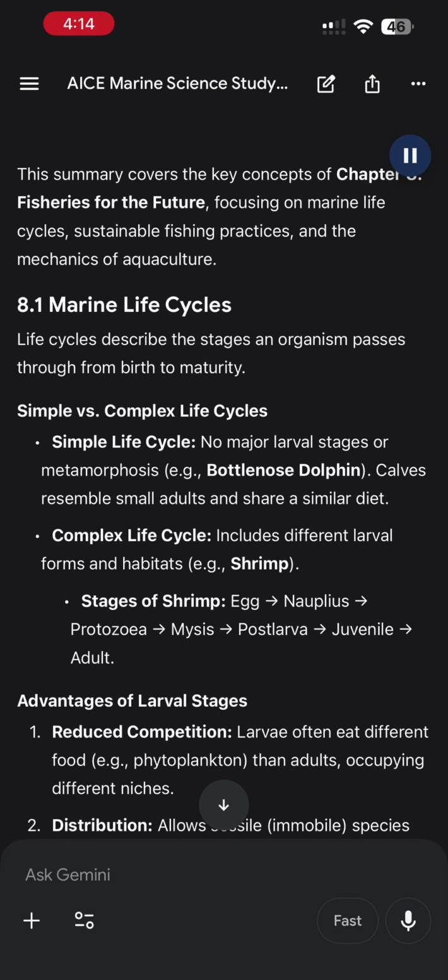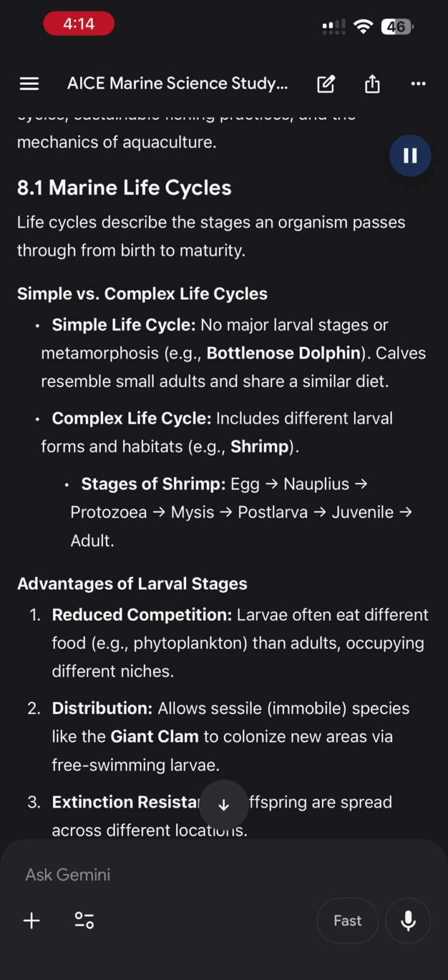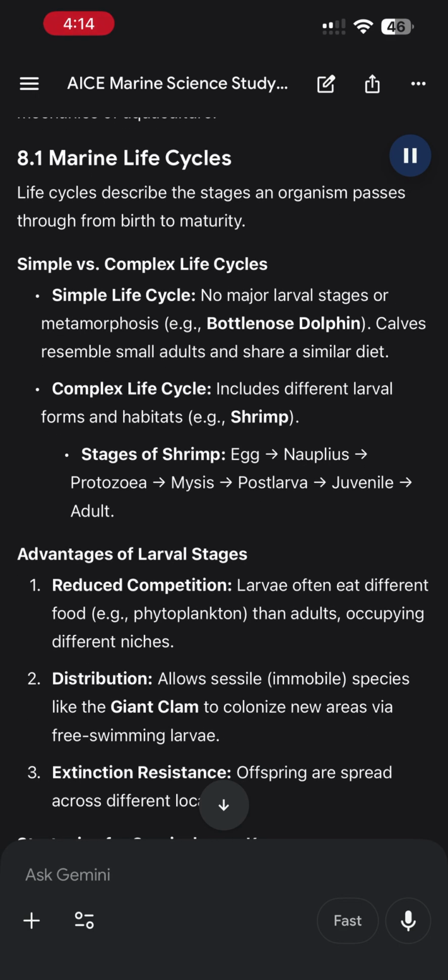This summary covers the key concepts of Chapter 8, Fisheries for the Future, focusing on marine life cycles, sustainable fishing practices, and the mechanics of aquaculture. 8.1 Marine life cycles. Life cycles describe the stages an organism passes through from birth to maturity.